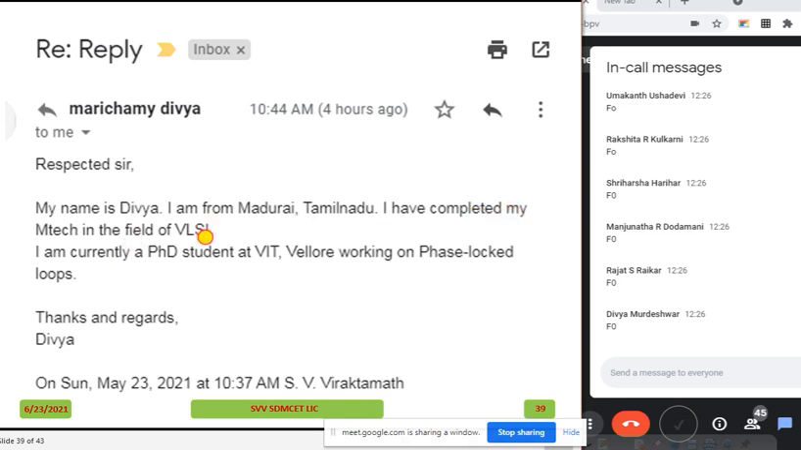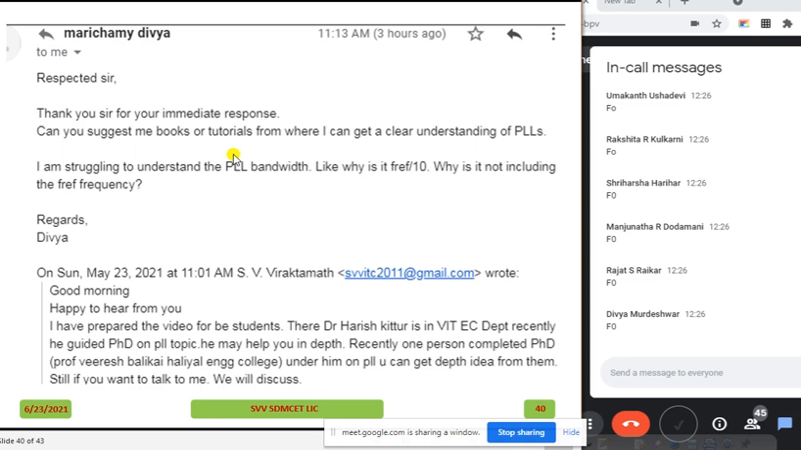They have completed their MTech in VLSI, currently doing a PhD at Vellore Institute of Technology, one of the best colleges you might have seen. She is doing a PhD on PLL. So you can imagine how important this particular IC is. So she is doing a PhD on PLL. Then I gave her 2-3 numbers of those who had done a PhD on PLL only. They have taken 5 to 6 years, and I gave her their cell numbers and contact details.